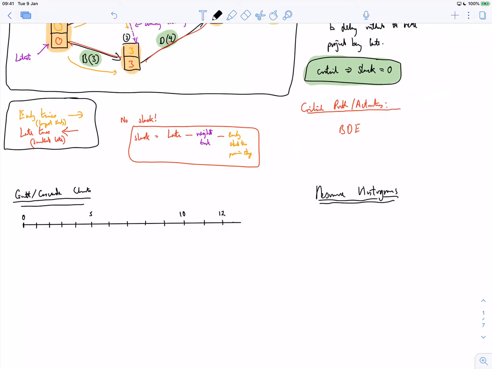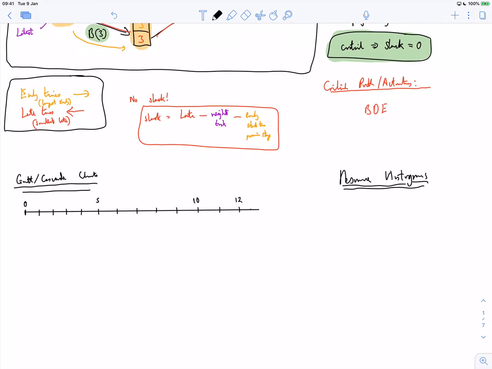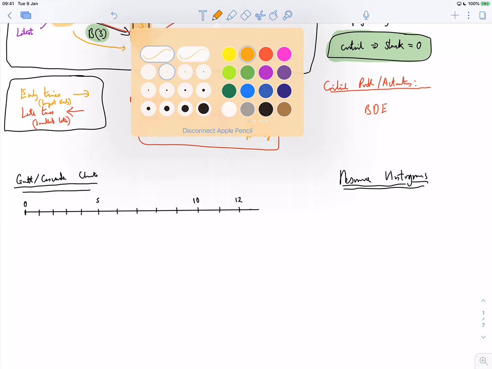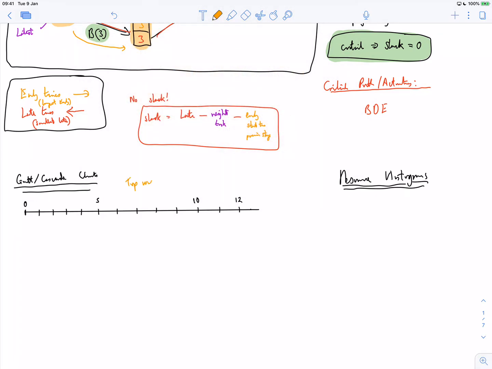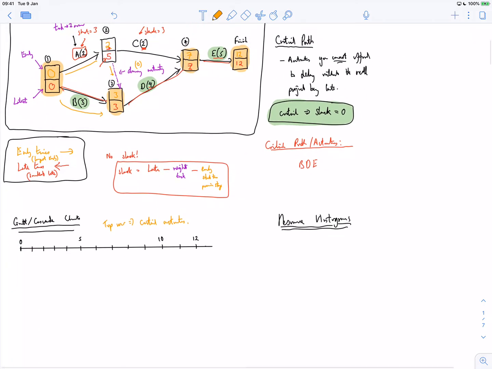Okay, so the important thing with the Gantt chart is the top row is just your critical activities. There's no getting around it. So for the top row, I'm going to need to draw boxes for B, D and E. The earliest B can be is at 0 and it's 3 days. So 1, 2, 3, so it can end here. So B will look like this.